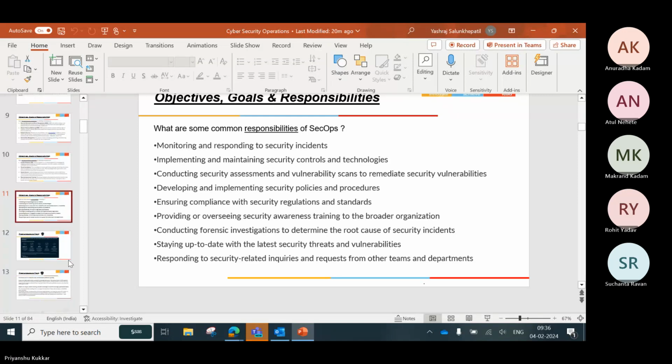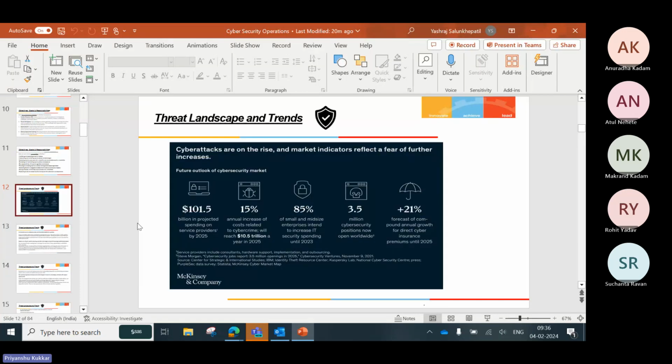Next. This is an overview of the threat landscape and trends. This shows you why nowadays SecOps is on the rise, why people are giving it so much importance. Okay, so as you can see, the survey was done by McKinsey and Company.